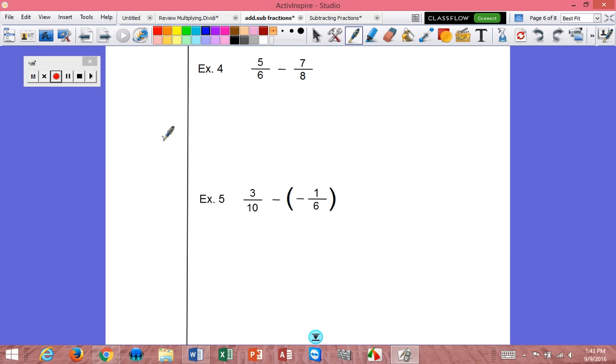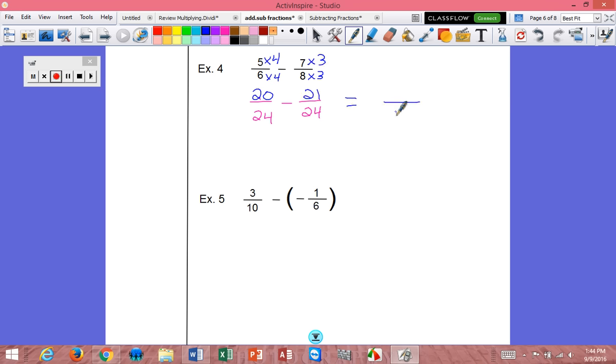All right, now let's talk about some subtraction. So in example 4, we have 5 over 6 minus 7 over 8. Again, we do not have common denominators. So the least common multiple of 6 and 8 would actually be 24. So I'm going to have something over 24 minus something over 24. 6 times 4 is 24, and 5 times 4 is 20. 8 times 3 is 24, and 7 times 3 is 21.